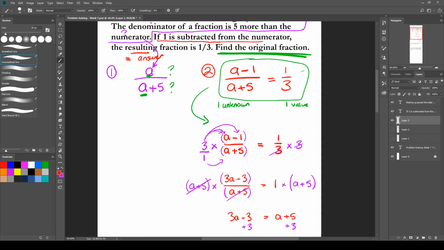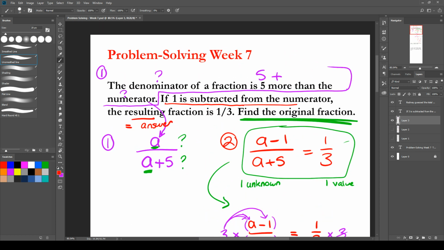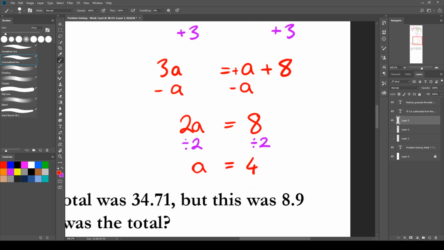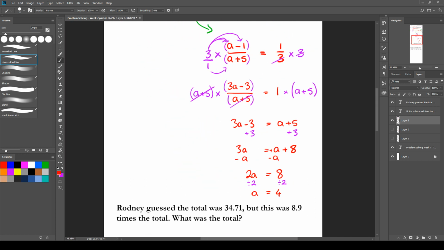Returning to the original question, something that I like to do is once I've arrived at an answer, I always like to go back to the original text and read it once more, because sometimes you lose the plot, you lose what you're trying to do with it all when you're doing a long solve. So I like to come back and just remind myself: the denominator of the fraction is this. If 1 is subtracted, it's a third. Find the original fraction. Have I found the original fraction? No, I haven't. I just found that the letter a is 4. So what have I got to do with it?